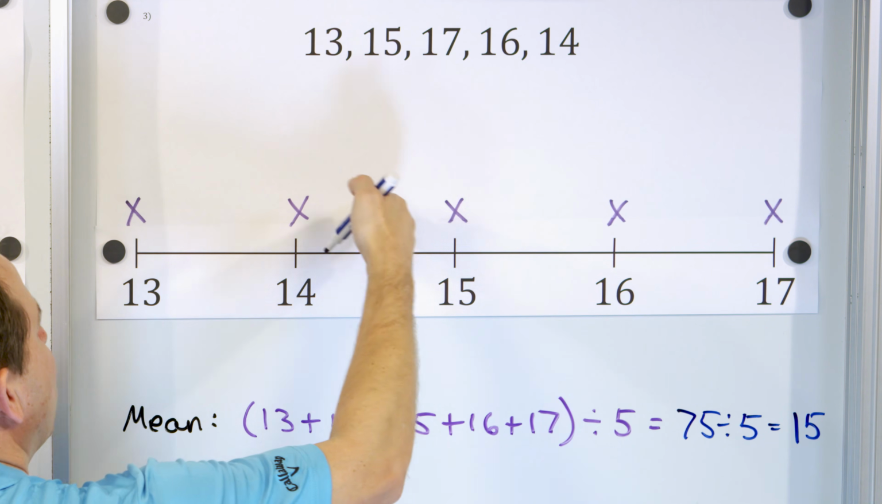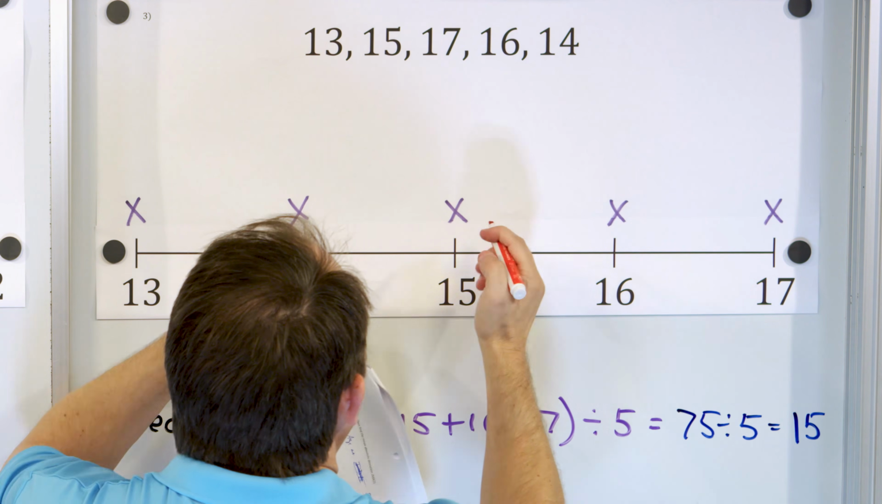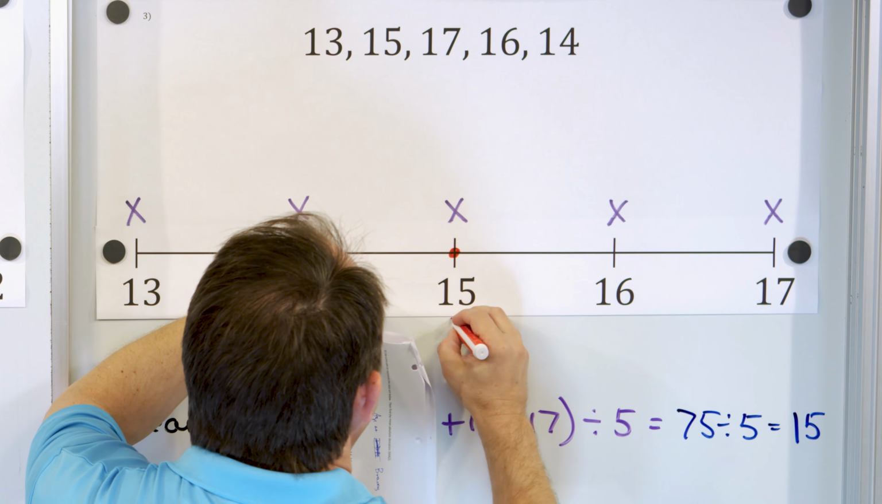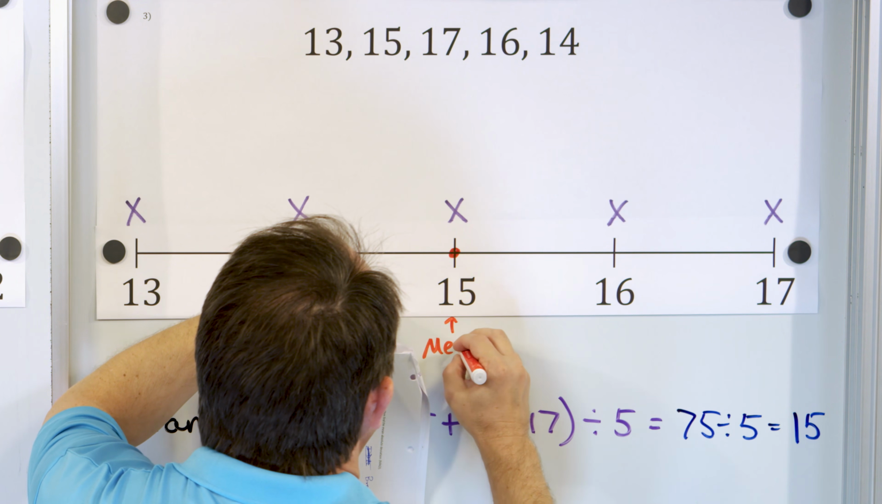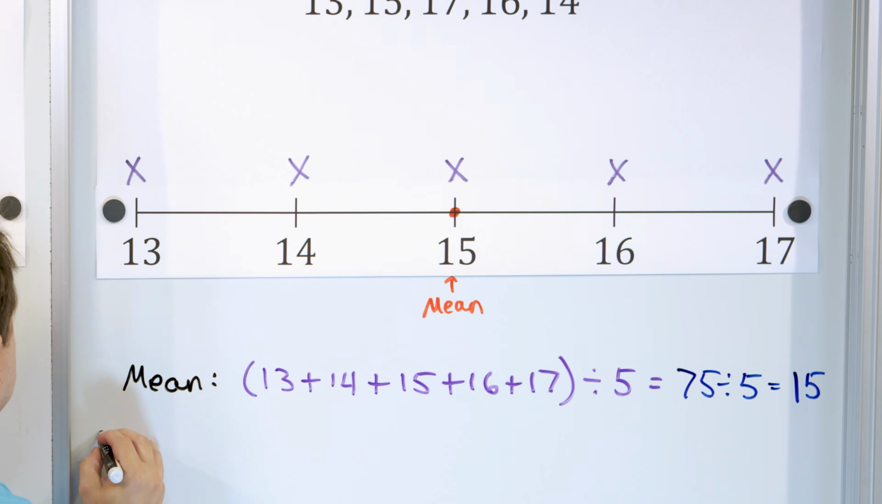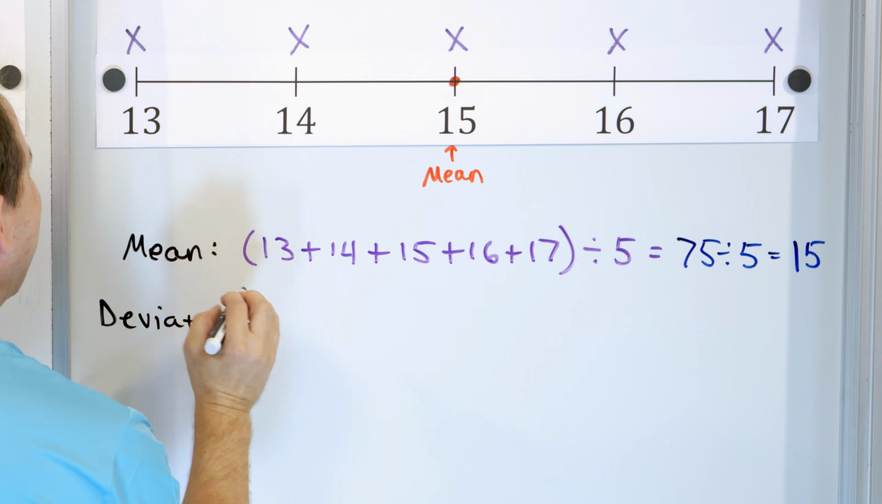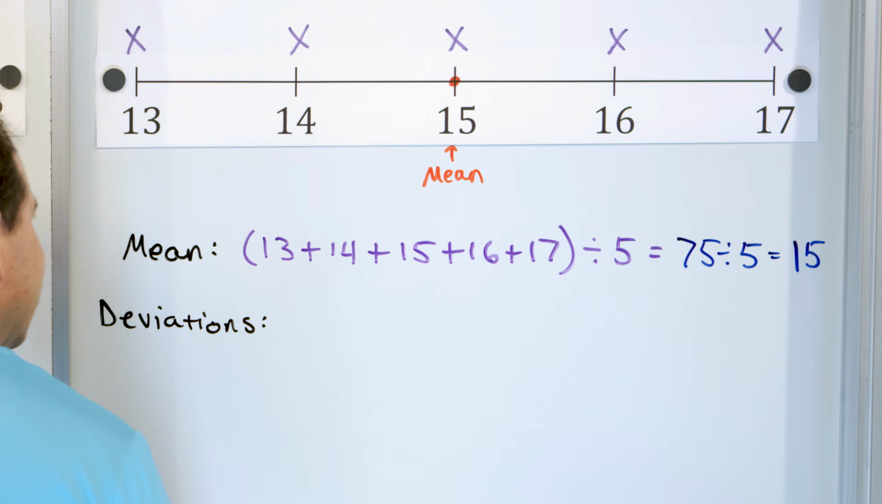That makes sense because that's right in the middle of the data set, right? So we can go ahead and put a little dot right here, and we can say that this is the mean. They're right in the middle of the data set, okay? Now let's go calculate the deviations, which means how far apart each of these points really are from the mean.